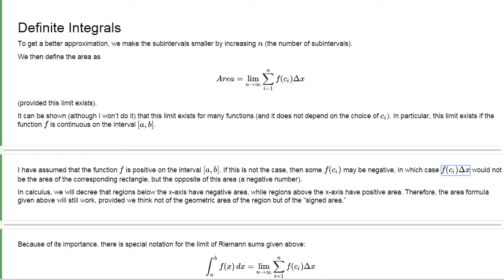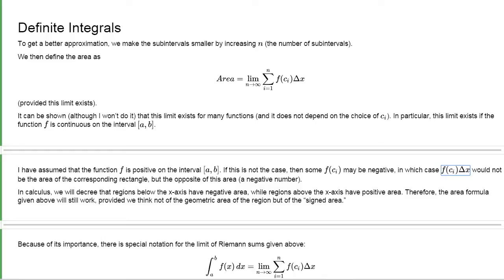So we're departing from geometry a little bit here. Geometry does not allow negative area, but in calculus it's going to make sense. So we call this signed area. If you're above the x-axis, positive area. You're below the x-axis, you have negative area. If you have some stuff that's both above and below, then that negative and positive can cancel out.